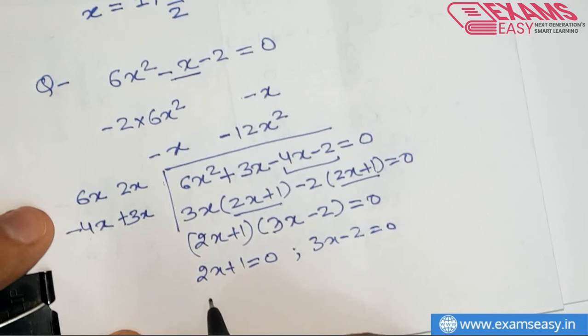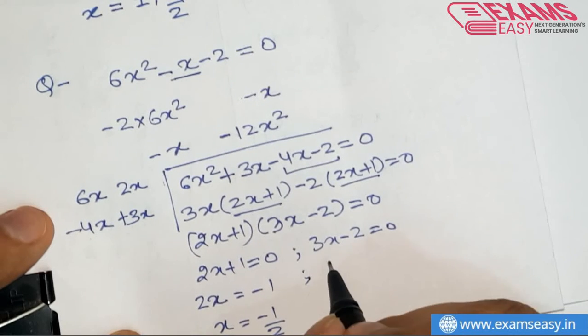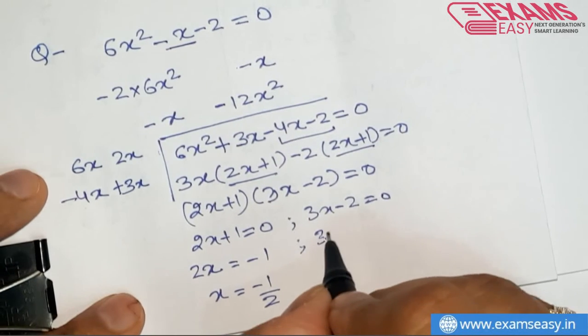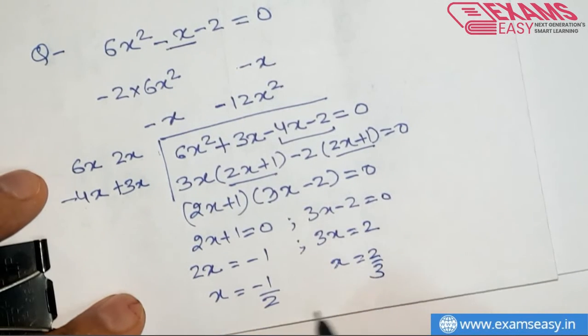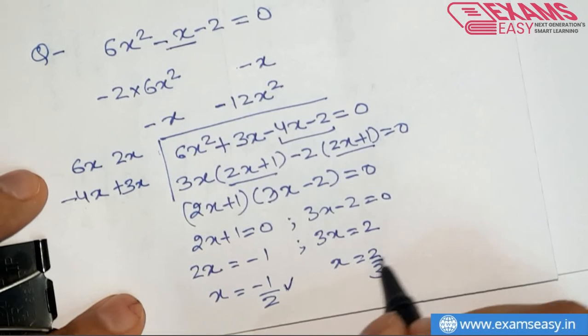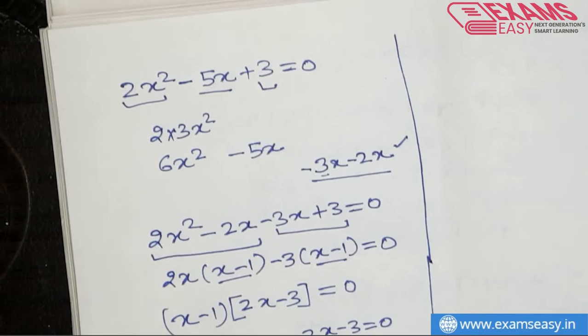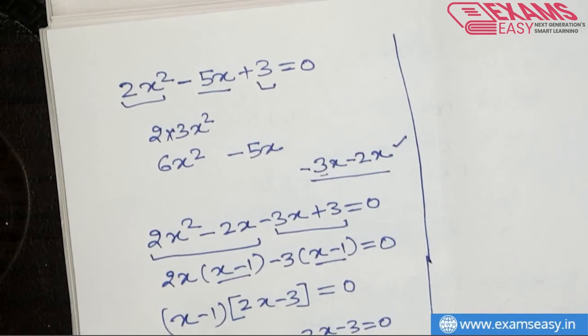So from this we are getting 2x equal to minus 1 and x equal to minus 1 by 2, and here we see that 3x is equal to 2 and x equal to 2 by 3. So we are getting the two roots of the equation. One is nothing but minus 1 by 2 and the other is 2 by 3. Friends, we have found the roots of the quadratic equation, but to check whether we have found the roots of the equation correctly or not, we need to check it out.